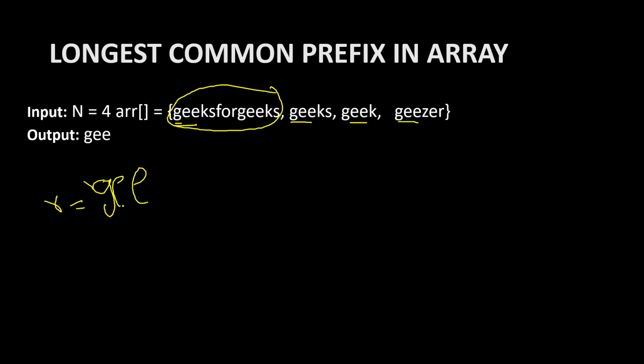Okay, and we return whatever the R variable has stored to the function. So the R variable has stored "ge" now. So this will be our answer to the function. Okay, this is one condition.